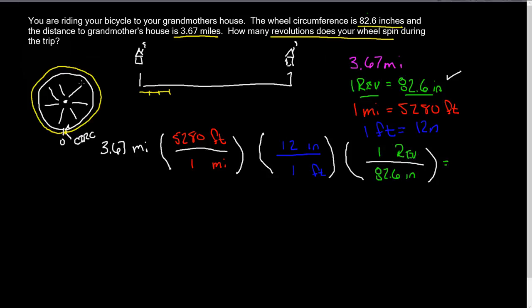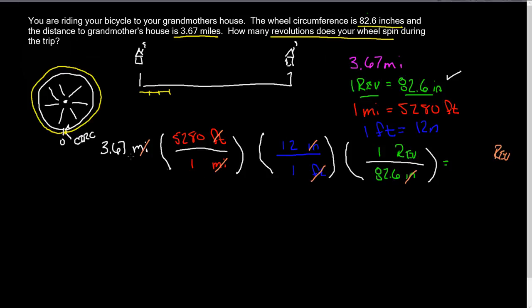And that equals my answer. As I go through and cancel my units, my inches will cancel out, my feet will cancel out, my miles will cancel out, and you'll see that I'll be left in revolutions. So let's do the math real quick here. We have 5,280 times 12 times 1, and divide that by 82.6.